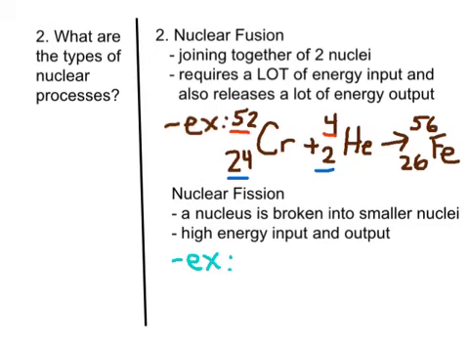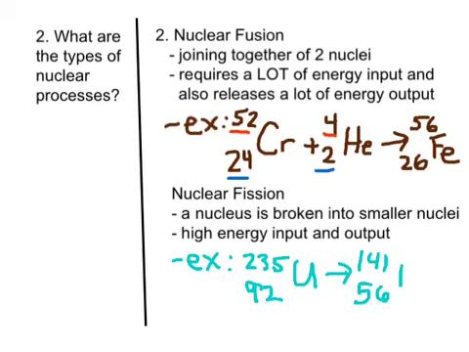So an example of nuclear fission would be, let's take uranium-235. Uranium has 92 protons, and the mass is 235. Now, fission means that it's going to break apart. And one of the things that can happen when you break apart uranium-235 is that it can make barium-141 plus krypton-92.